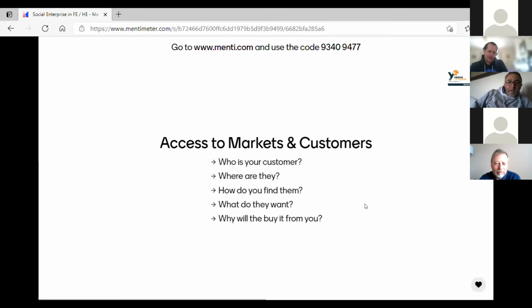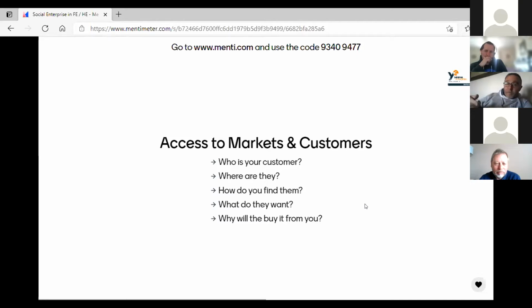Okay. Customers. So this would apply to all businesses. That's the beauty of social enterprise. As David said, it's that double outcome measurement, but the key thing is it is an enterprise. You've got to find out who your customers are and how you get access to them.